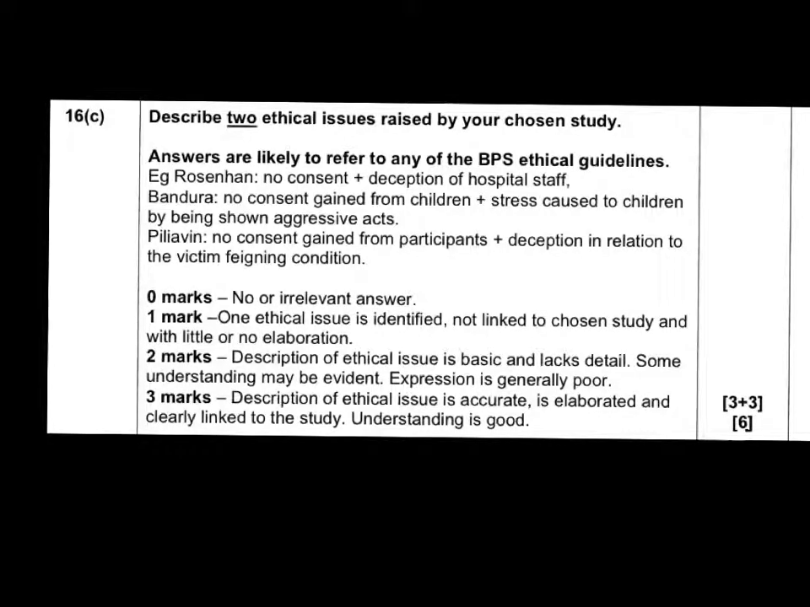So in relation to being asked this question for Rosenhan, Bandura and Piliavin, if you look at the mark scheme here, you'll see that the issues which were broken were mainly consent and deception. And you get 3 marks for fully and accurately describing the ethical issue and giving examples from the study. So 3 marks for the ethical issue, and then another 3 marks for examples from the study to get your full 6 marks.